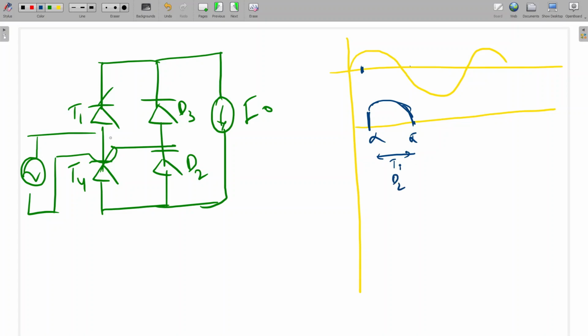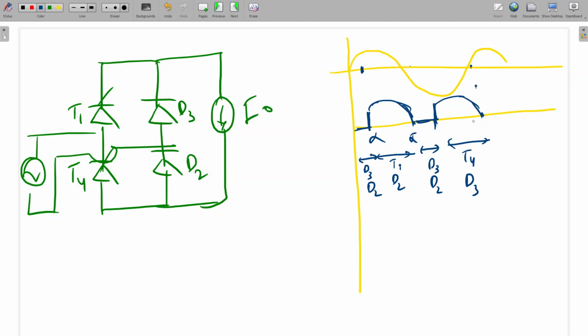At pi what will happen? D3 and D2 will do the freewheeling, pi to pi plus alpha. So here to here D3 and D2 will do the freewheeling, which means output will be 0. Again here to here we are firing T4, so T4 D3 will conduct, and again D3 D2. So this will be the waveform.